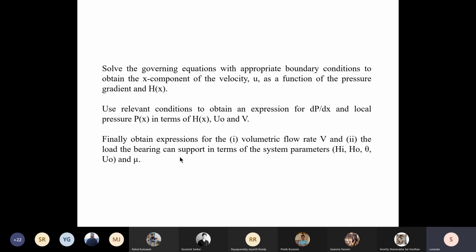That's very important. We have solved one such problem in our previous class. Once we have the pressure difference evaluated, that can be transformed into the force that can be supported by the top plate in terms of all these system parameters. This is essentially a problem which I will leave for you. It's the same as we discussed in the first problem.